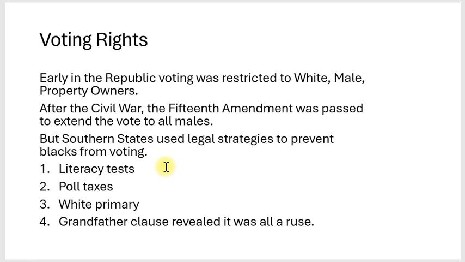Then there was also what is known as the white primary. When we get to elections, this will make more sense. But in order to vote in an election, there are usually two elections. You have the primary to decide who will be the party's candidate, and then you have the general election. In the South, only whites were allowed to vote in the primary. Therefore, who's going to be a party's nominee? A white person. They argued that it was not discriminatory because anybody could vote in the general elections. But blacks don't have a real choice when they can't vote in the primary.